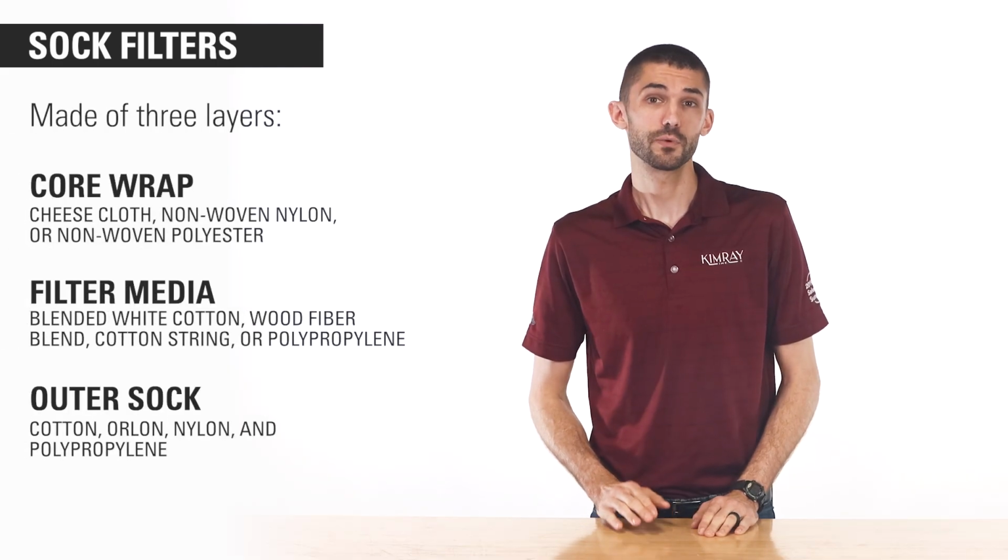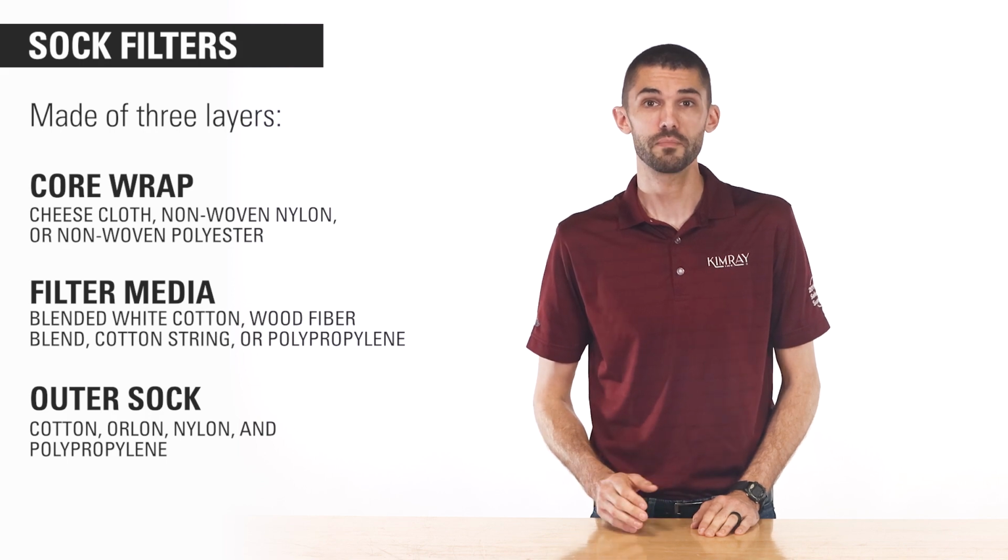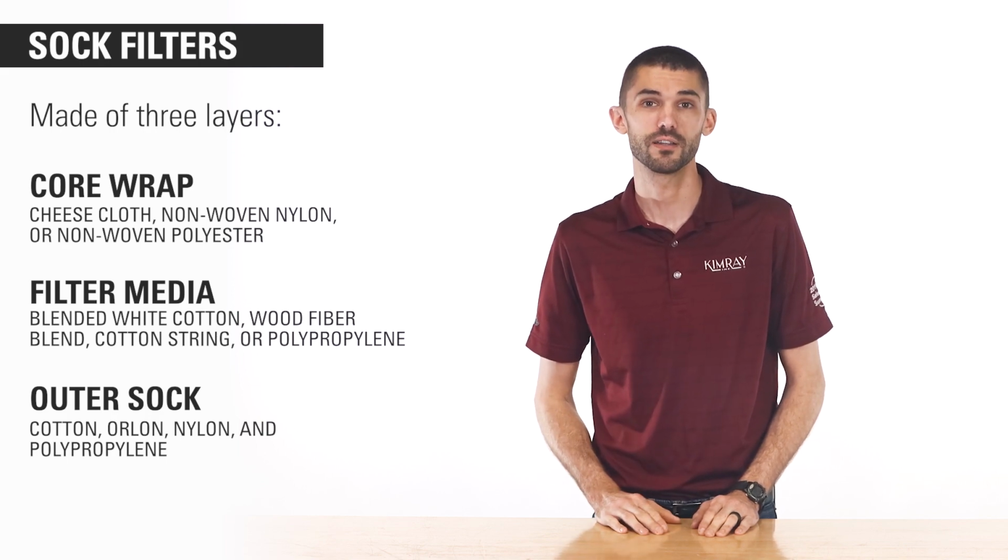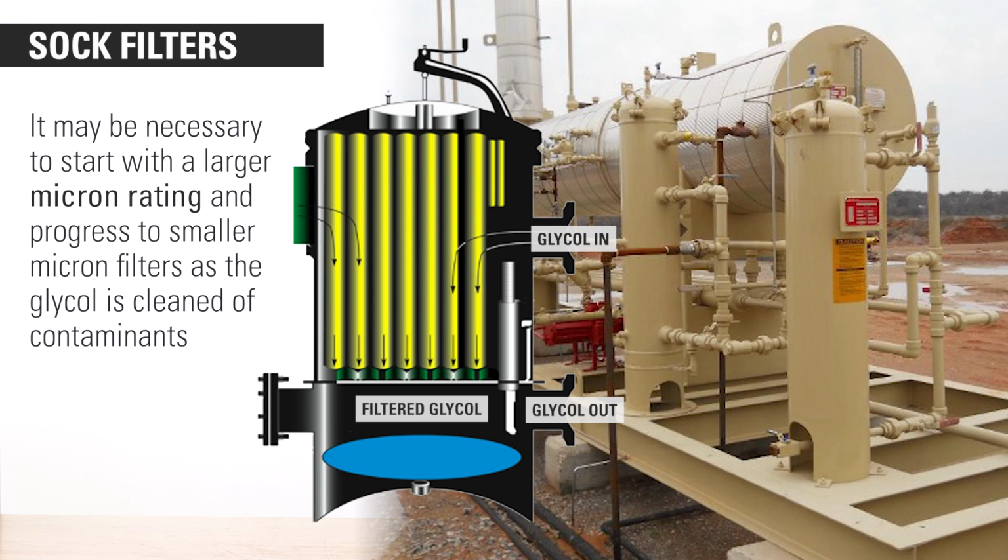Sock filters are made of 3 layers of materials: the core wrap, filter media, and the outer sock. It may be necessary to start with a larger micron rating and progress to a smaller micron rating as the glycol is cleaned of contaminants. The most common size for glycol is 5 microns.